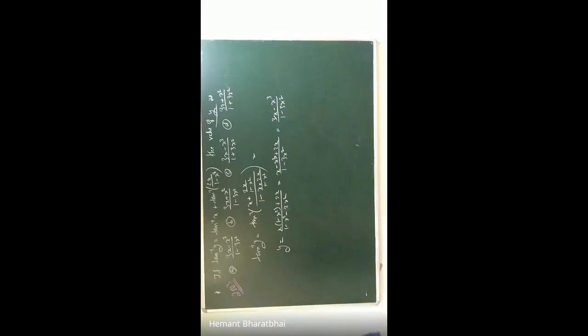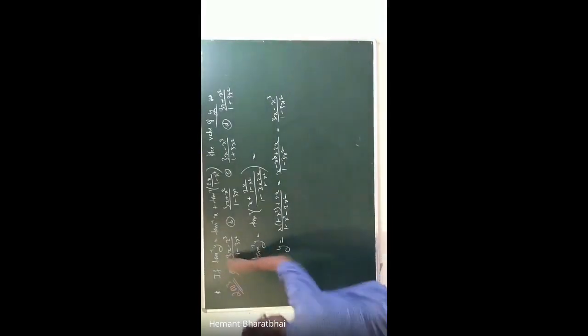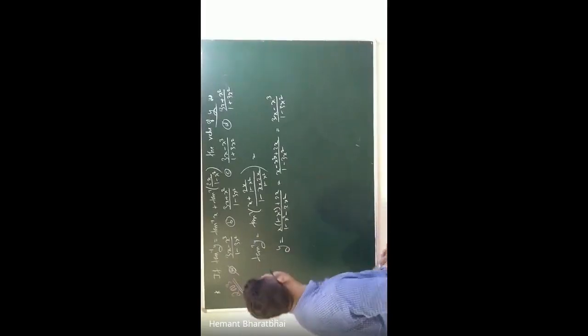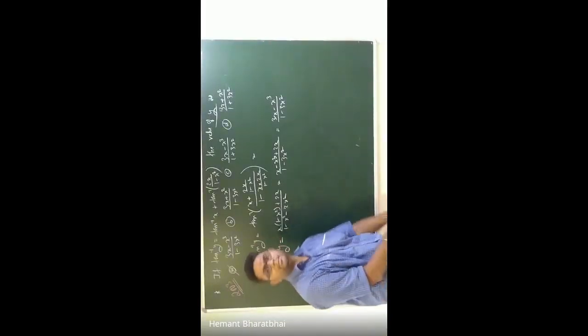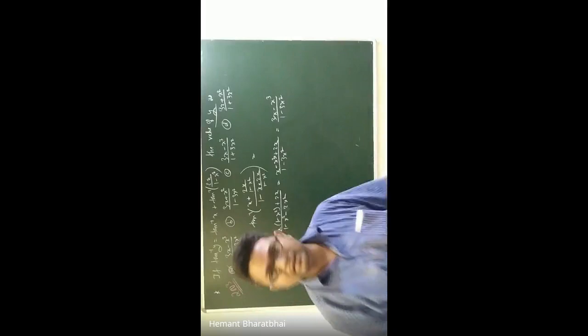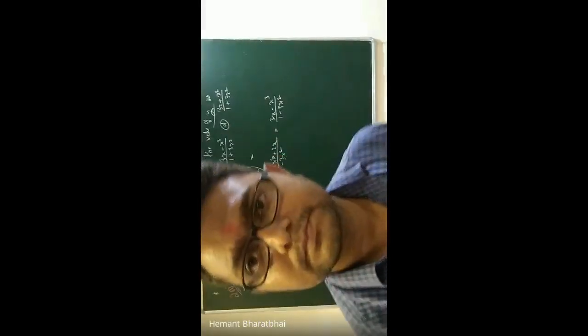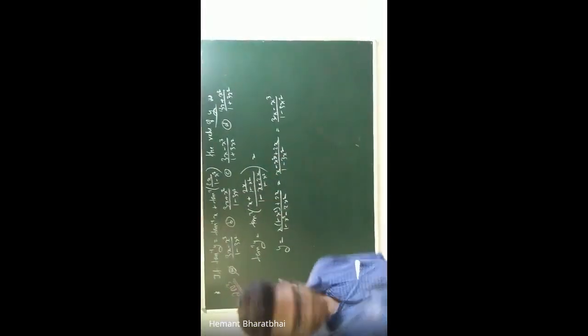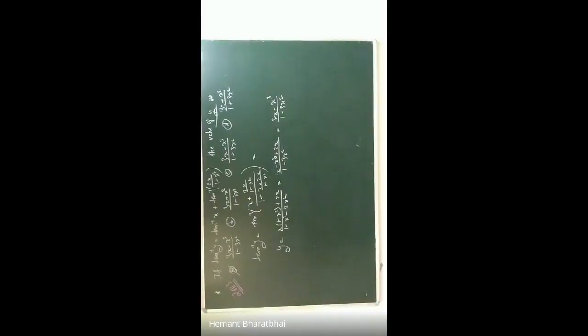Yes, it was a simple numerical. So the answer is nothing but option number A. The value of y is 3x minus x cube upon 1 minus 3x square. Okay. Let's do the next numerical.